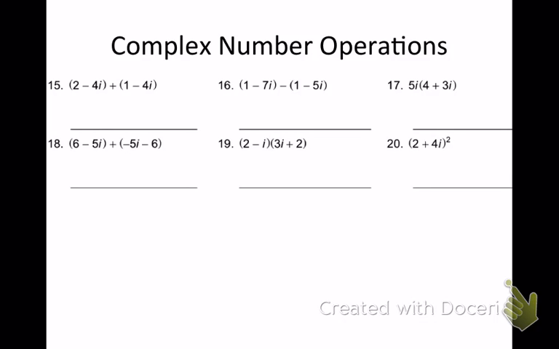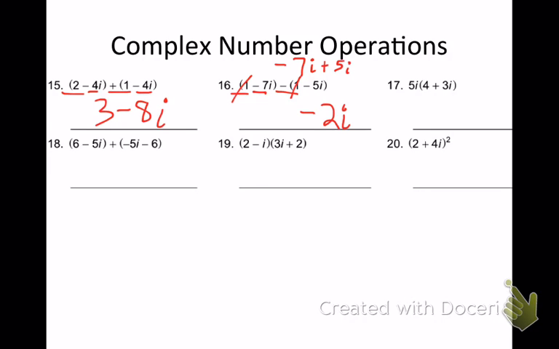Okay, let's walk through number 15. Joe Daniels, what'd you get for 15? 3 minus 8i is correct. Nice job. 2 plus 1, negative 4i plus a negative 4i gets me negative 8i. 16. Chaz, what did you get for 16? No. Negative 2i is what we get. Because you get 1 minus 1, so the 1's basically cancel out there. And then I have negative 7i minus a negative 5i. So it's like saying negative 7i plus 5i, which is negative 2i.